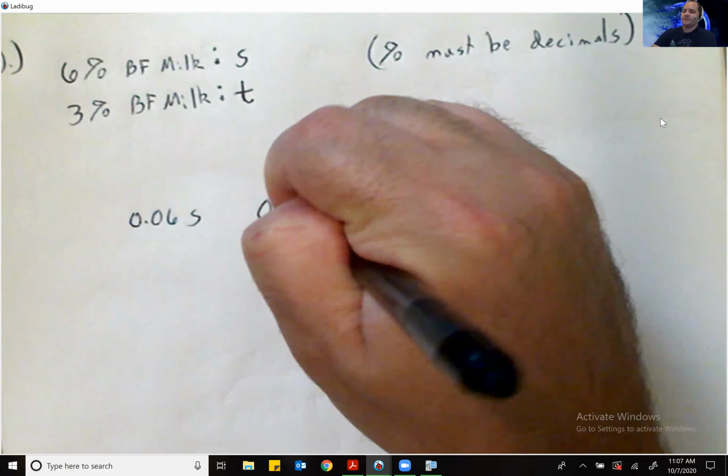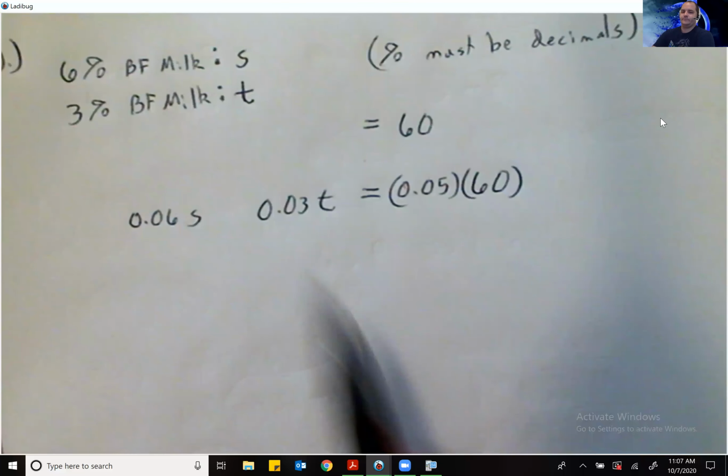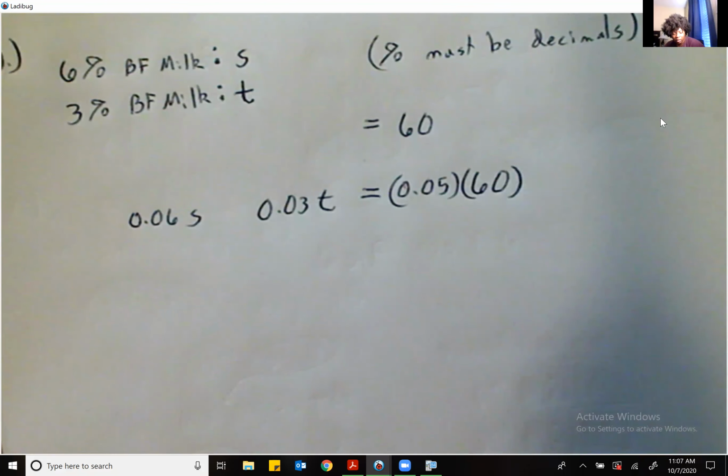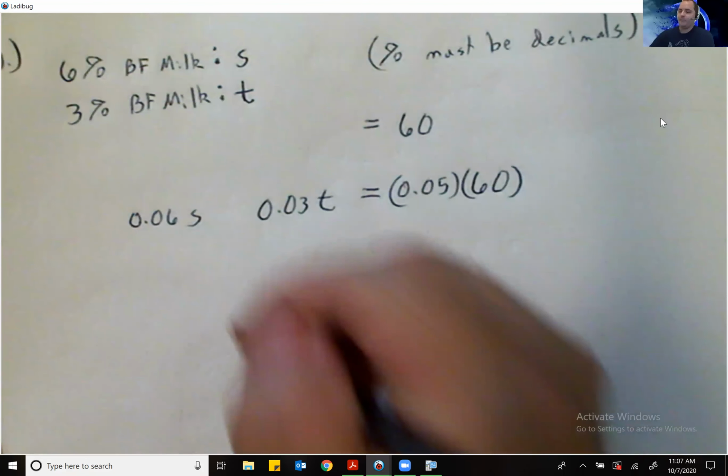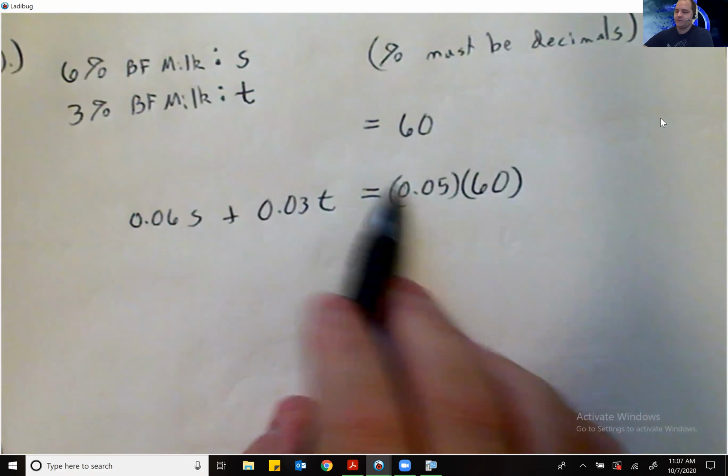What operation goes between these two? Add. Yes, because we're mixing these together. It is add.